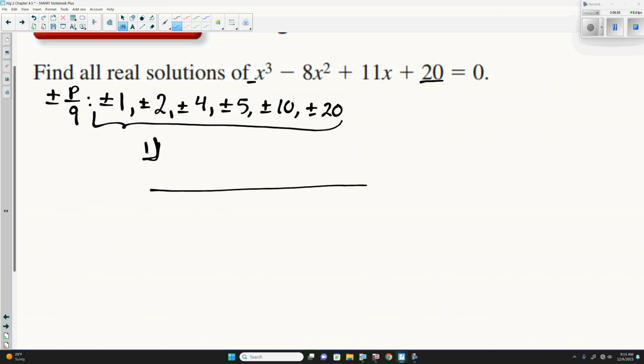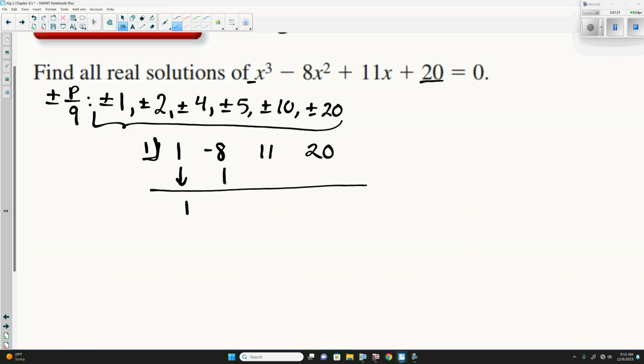And we're going to start with the first rational zero that we have, positive 1. Now the numbers going across the top are the coefficients in front of our variables. So 1 for x cubed, negative 8 for x squared, 11 for x, and 20. We bring the 1 down. Now we know 1 is a solution, and it works if the remainder is 0. So we'll work through this here.